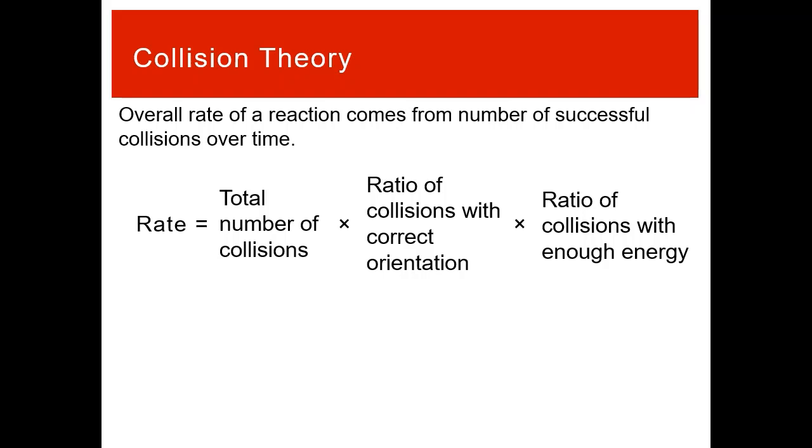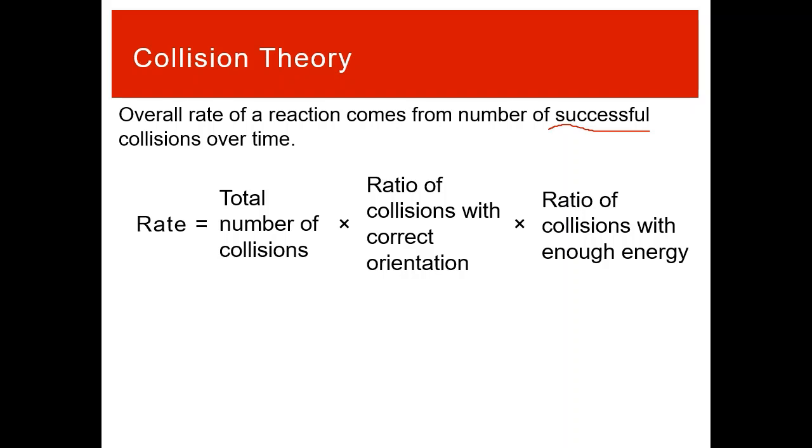The rate is going to be based off the total number of collisions. Molecules have to collide in order to react. So then the question is, what ratio of those collisions have the correct orientation? And then what ratio of those collisions have enough energy? So basically total collisions, and then we have these specifications of what makes a successful collision. It's going to be about that orientational dependence and the energy dependence.